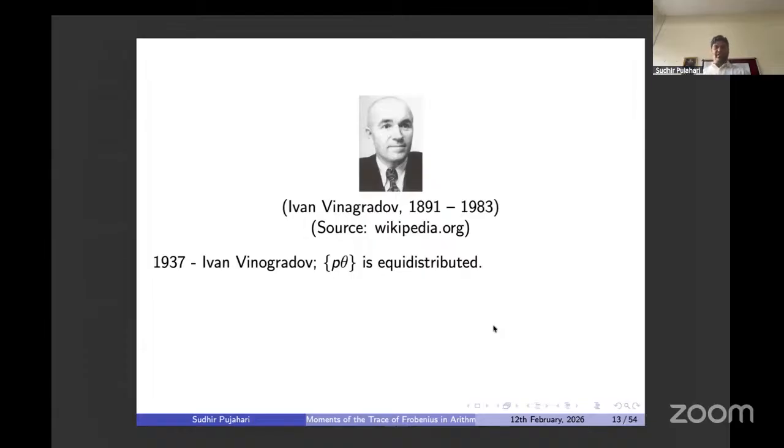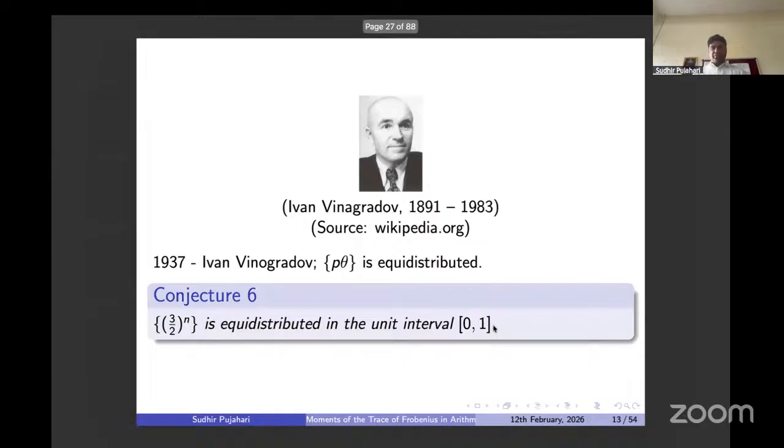But this is one of the very celebrated papers, and if you would like to read more on this kind of thing, this is a great paper to start with. So without going into much detail, in this topic one of the very famous conjectures is this: if you look at 3 by 2, and you look at the powers of 3 by 2, (3/2) to the power n, and you look at the fractional part of that, they are going to be equidistributed with respect to Lebesgue measure in the interval 0 to 1.